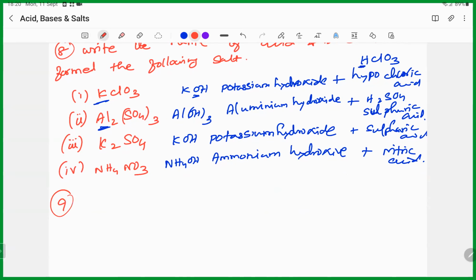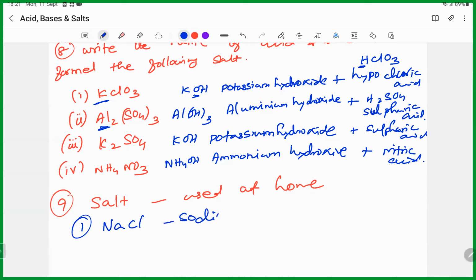Number 9. So you tell me the 4 salt which are commonly used in home. Name any 4 salt which are used at home. என்னென்ன நீங்க பேர் சொல்லுங்க, நான் வந்து அதுக்கு ஃபார்முலா சொல்றேன். There are 4 salt which you can use in the home. Common salt. What is common salt? NaCl. Sodium chloride, table salt or common salt.